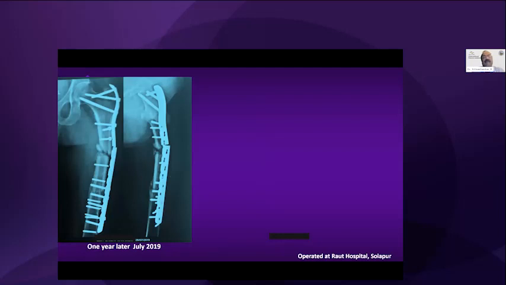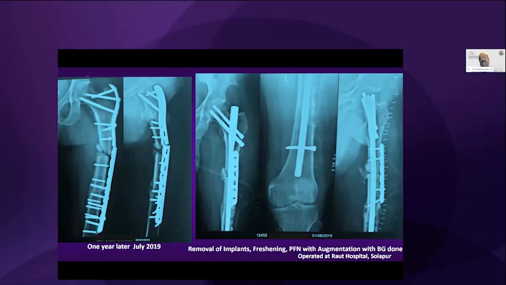Unfortunately, because of the market-driven forces, somebody had used this locking plate at the time, and the fracture didn't allow collapse. The plate didn't allow collapse, and the fracture broke in due course of time. This was the time I was involved. I can see that again in this case, we have done nailing again from the piriformis fossa.